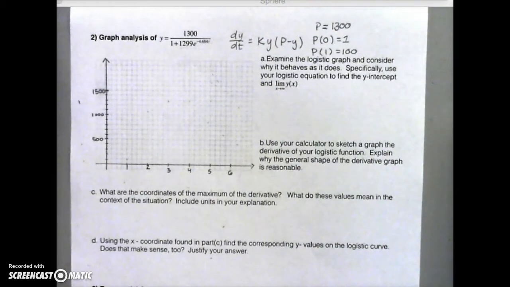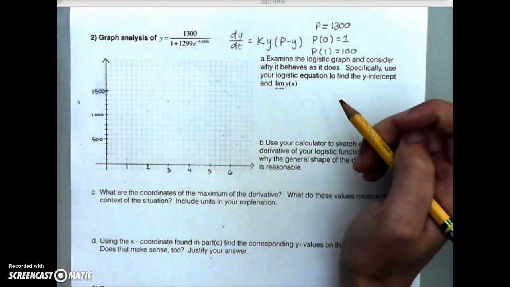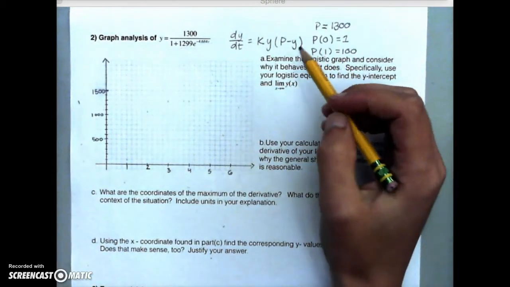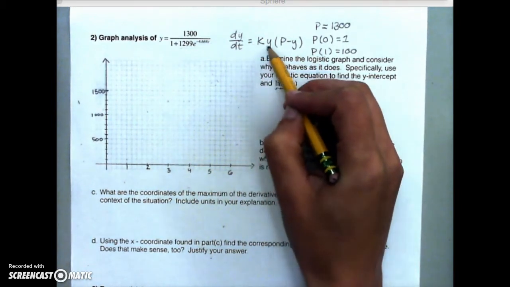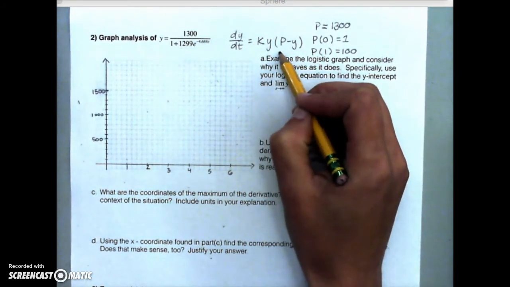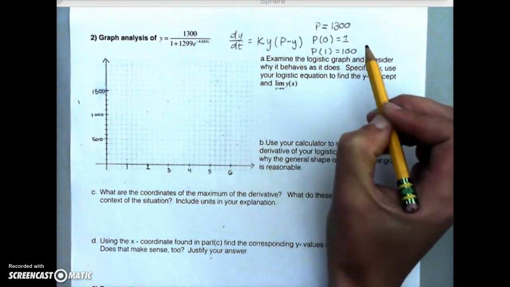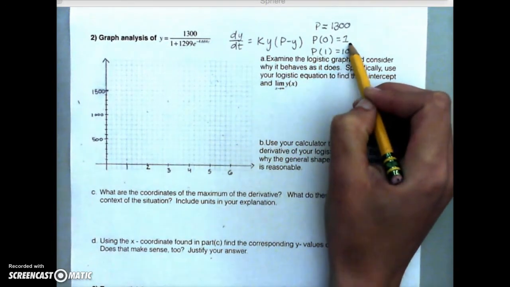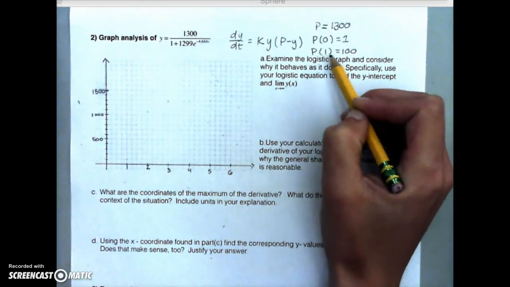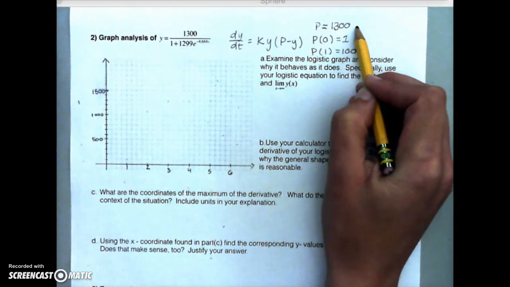In class today, you were introduced to the idea of logistic curves. And logistic curves come from the differential equation in this form: dy/dt = ky(p - y). You were given the initial conditions of one person knowing the rumor at time t = 0, and after 1 day, 100 people knew the rumor, and there were 1,300 people in the school.